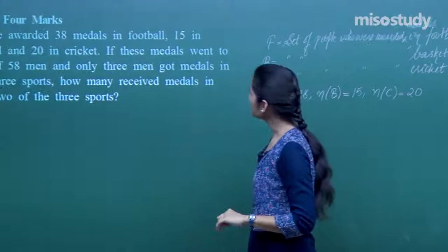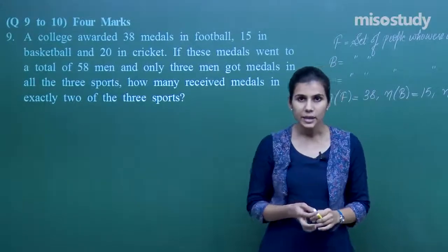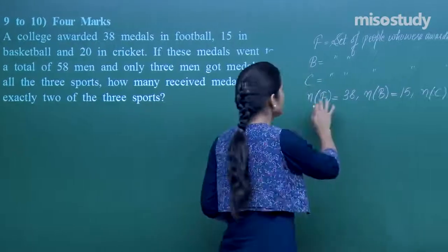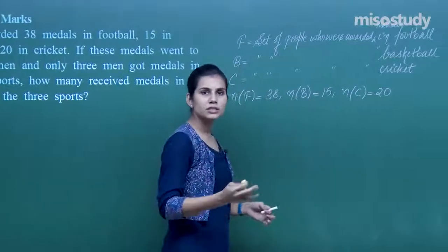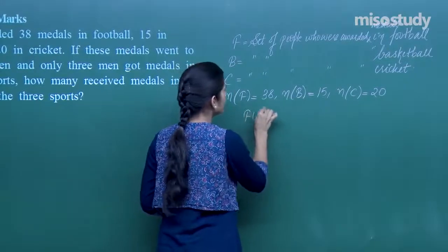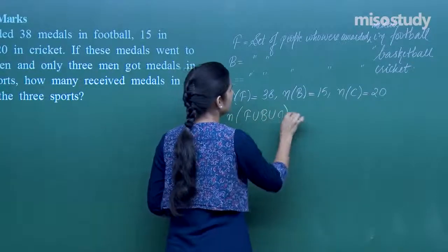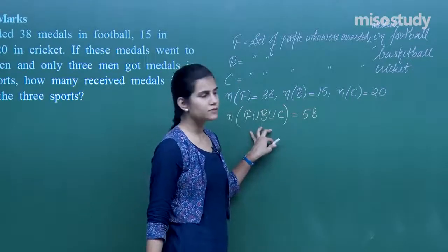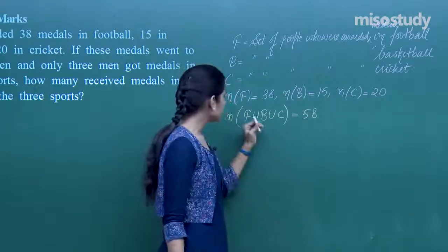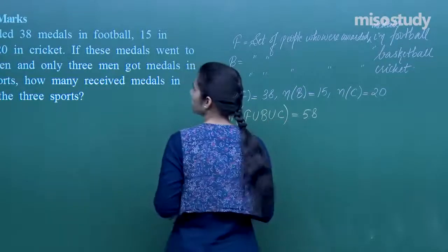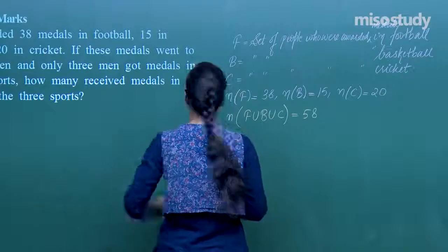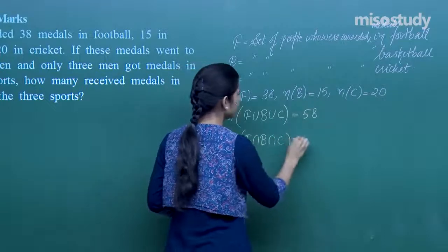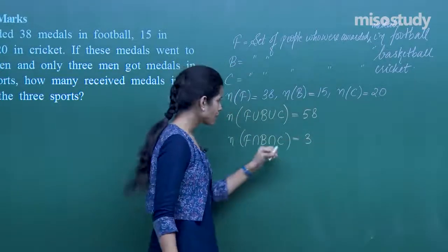Now I am saying if these medals went to a total of 58 men only, that means if I total out the people who got the medals, the number is coming out to be 58. That means F union B union C, this set has cardinality equal to 58. Fine, because overall only 58 men received medals if I combine all the three games. 3 men got medals in all the 3 sports. So F intersection B intersection C, number of elements in this set is 3. All the 3 sports, right?